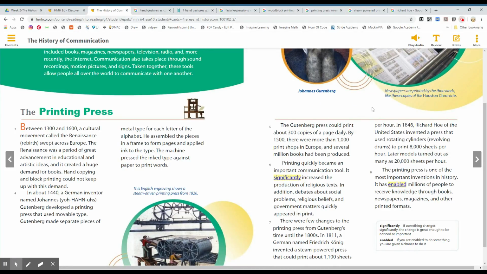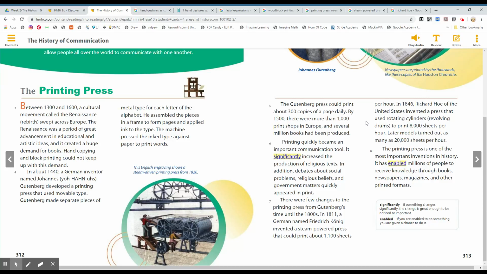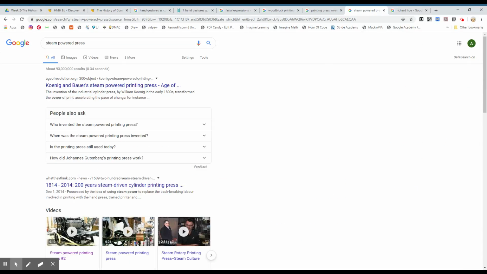And from the Gutenberg press, they could print about 300 copies a day, but that was still not enough, boys and girls. Millions of books were being produced, so they wanted to make things faster once again. And so in 1811, a German man named Frederick Koenig invented a steam-powered press.